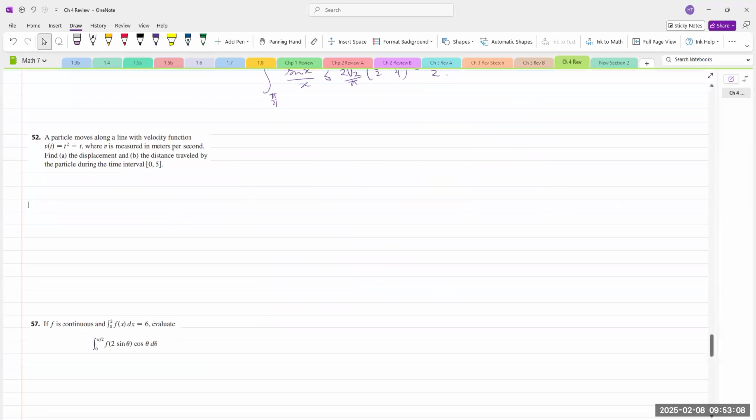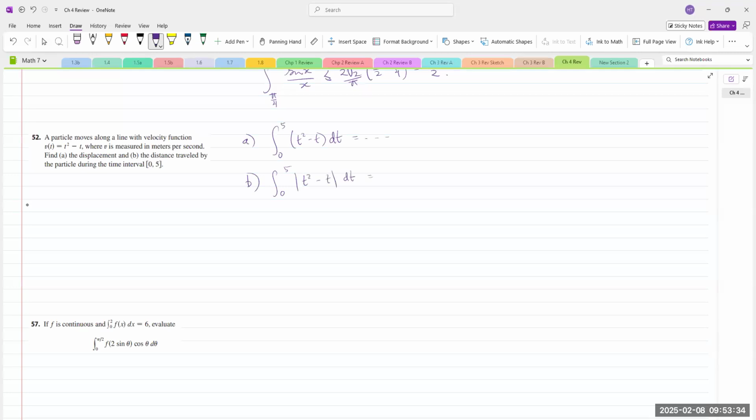A particle moves along the line with this velocity, where v is measured in meters per second. Find the displacement. Part A. I will just do it fast then, I spent too much time already. Integral from 0 to 5 of that velocity. Okay, you can compute it yourself. Part B, how about the distance traveled? Then it will be the integral from 0 to 5 of the absolute value.